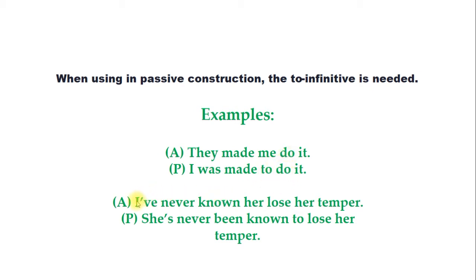In the second sentence, I've never known her lose her temper. So in passive construction, it becomes she has never been known to lose her temper. Here we have subject she, so we will need auxiliary has. Okay, she has never been as the be for the perfect tense, and then known to lose her temper.